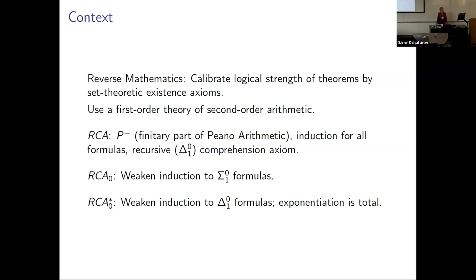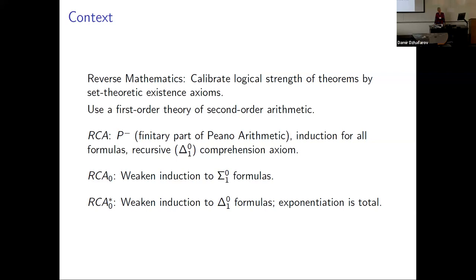Okay, this is probably something you all know. We're talking about reverse mathematics, so we're working in a system of second order arithmetic and calibrating the logical strength of theorems. The original base theory was RCA, recursive comprehension, which included induction for all formulas. This was very quickly replaced with RCA naught that restricts induction to sigma 0 1 formulas. And RCA naught star restricts induction even further. We have induction only for delta 0 1 formulas.